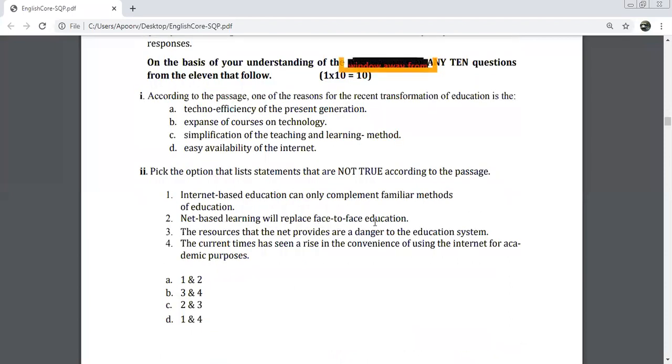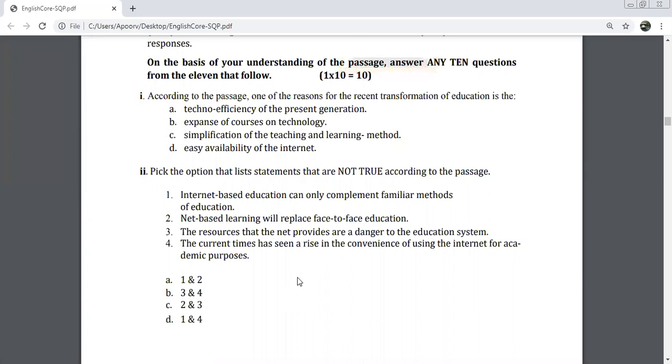Net-based learning will replace face-to-face education. Did we come across this anywhere? No, ma'am. See, the same sentence tells you that this is not true because it is written supplement to the traditional method of education. So we are not replacing, it's just adding on, supplementing. So this is not true. The second one is not true. Ma'am, so for such answer is C, yes, option C.